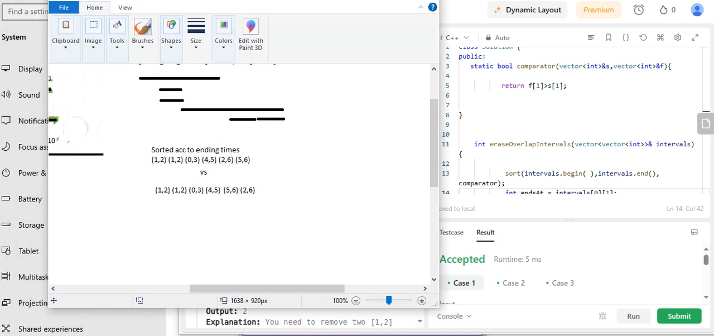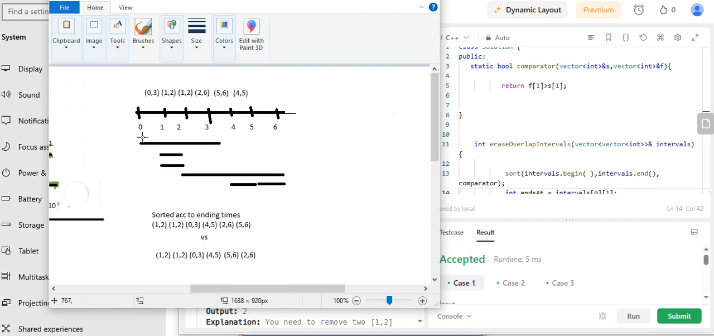Let's quickly understand this with the help of an example. Let's suppose these are the intervals given to us: 0 to 3, 1 to 2, 1 to 2 again, 2 to 6, 5 to 6, 4 to 5. Now, the most obvious thing we can see here is that 1 to 2 and 1 to 2 are the same interval, so definitely one of them needs to be removed. There's no optimization there. But let's look at this interval.